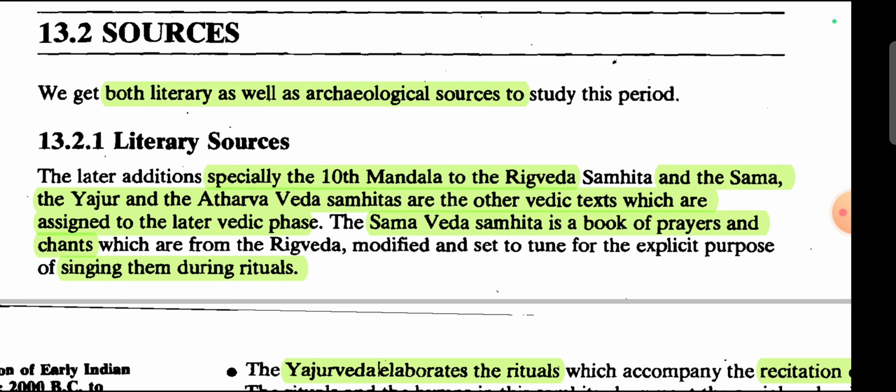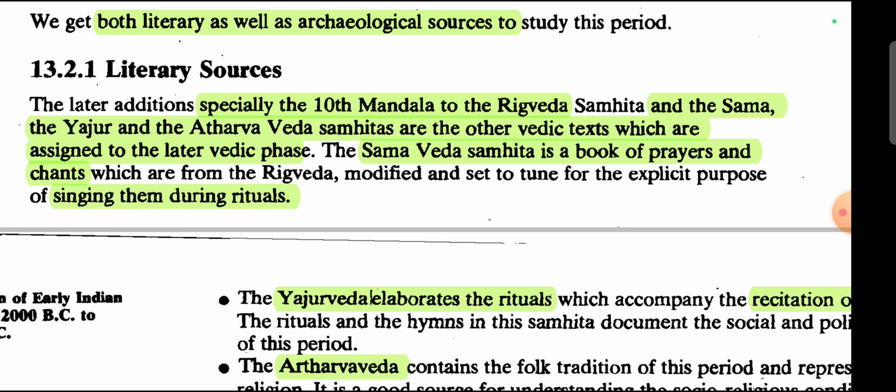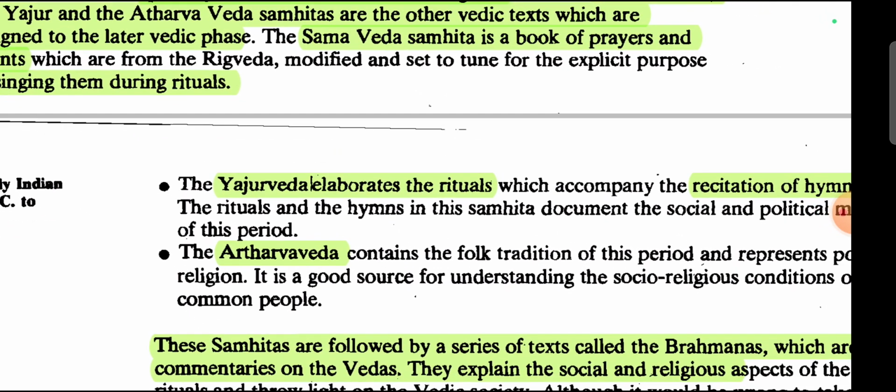Sources. We get both literary as well as archaeological sources to study this period. Literary sources. The later additions, especially the 10th mandala to the Rig Veda Samhita, and the Sama, the Yajur and the Atharva Veda Samhitas are the other Vedic texts which are assigned to the later Vedic phase. The Sama Veda Samhita is a book of prayers and chants which are from the Rig Veda, modified and set to tune for the explicit purpose of singing them during rituals.